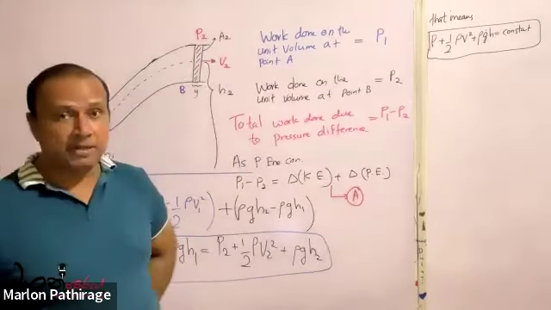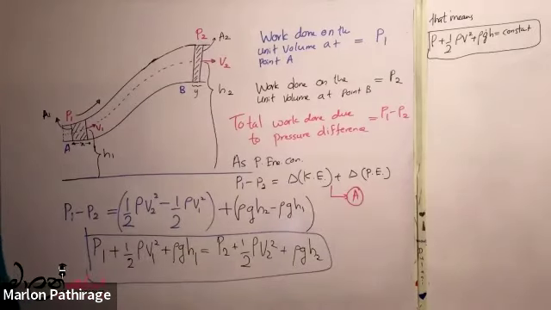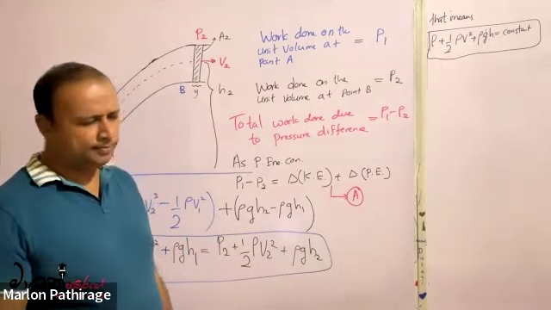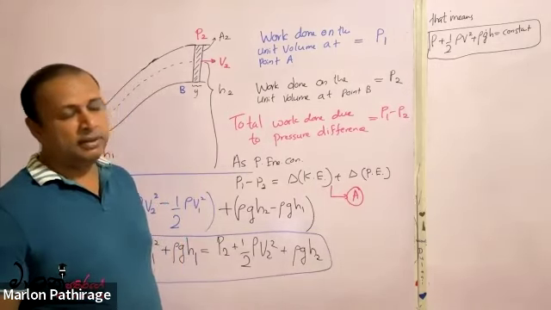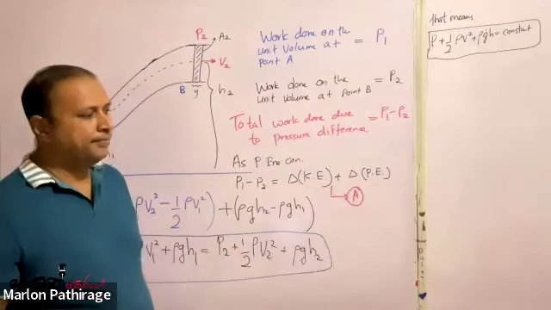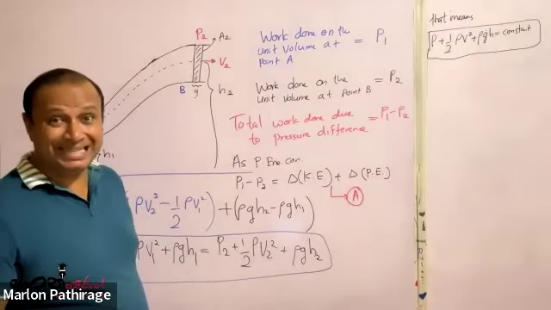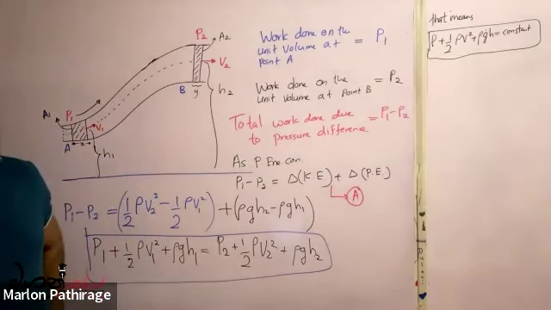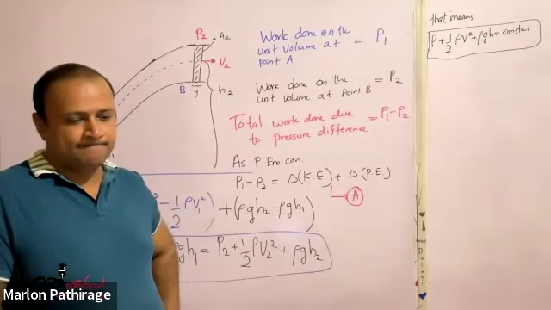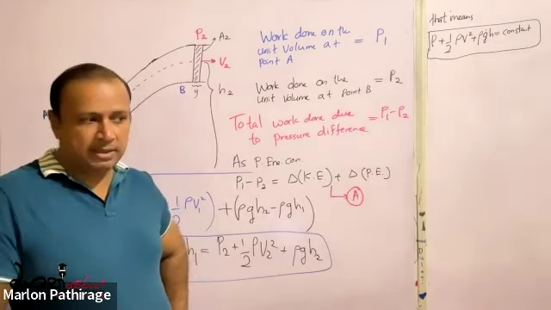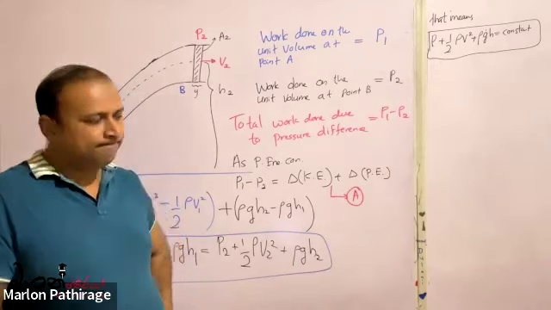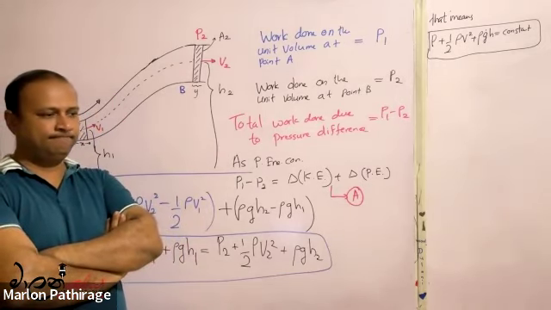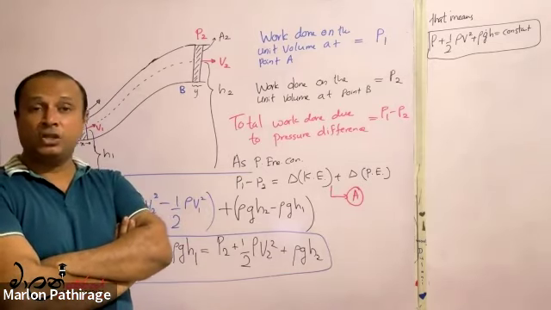Okay, write some examples. Number 1: if the energy is used to do a work against friction, to do a work against fluid friction, the equation will not be valid.